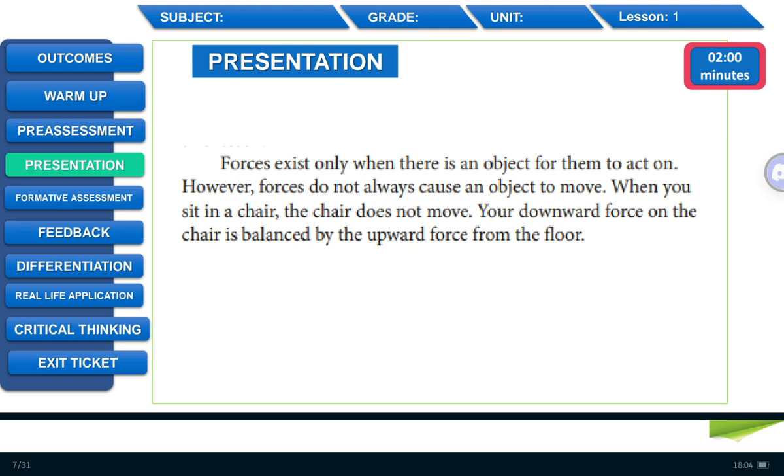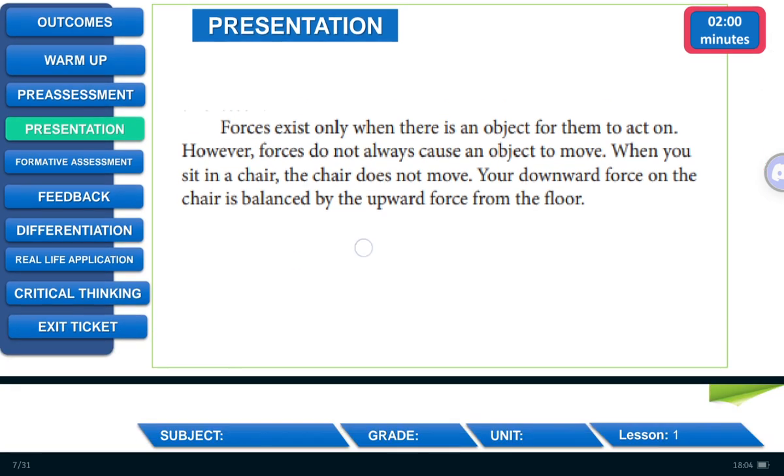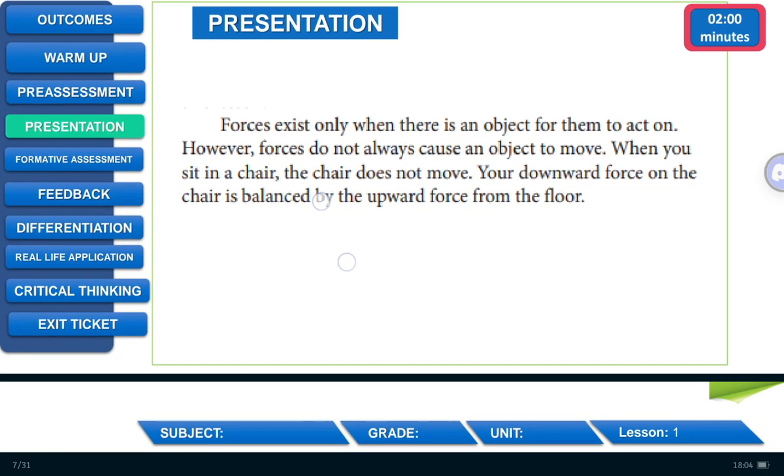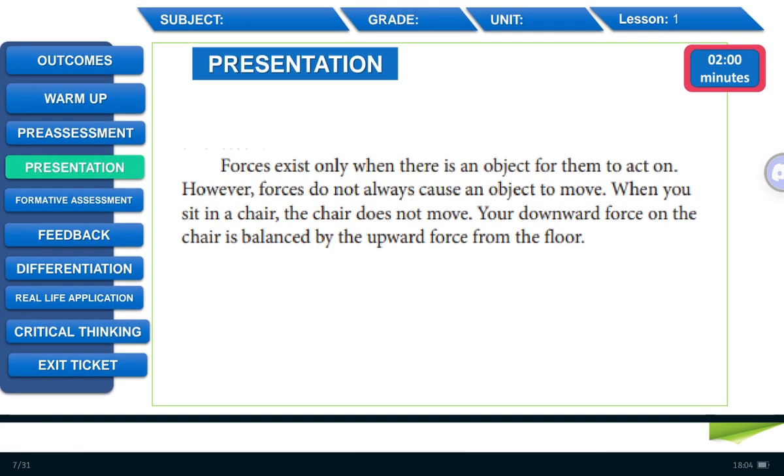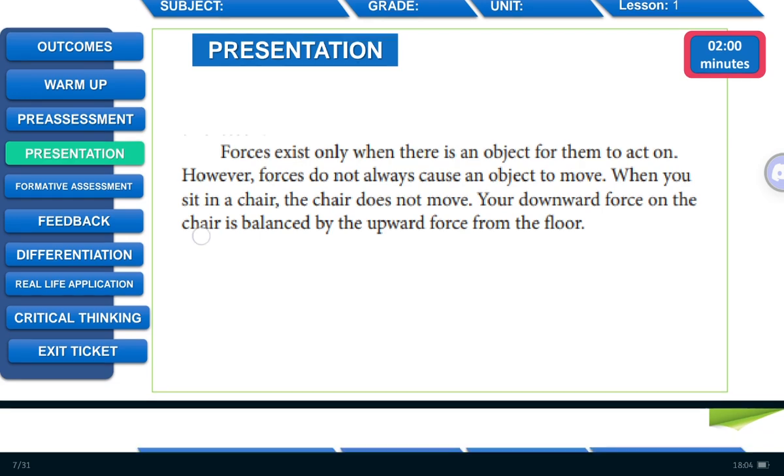It's giving you an example. If somebody is sitting on a chair, he is not flying, and the chair does not move. That's because there is a downward force on the chair, and it is balanced by the upward force from the floor.